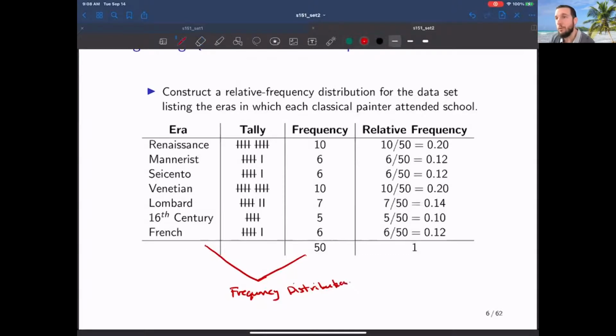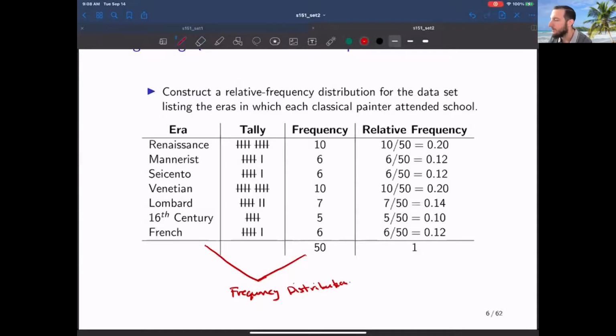So you can see that the way the frequency distribution is constructed is you list each of the unique eras in our data set. So we have 7 unique eras. Again, those are the Renaissance, the Mannerist, the Cinquecento, the Venetian, the Lombard, the 16th century, and the French. The frequency distribution gives a count of the number of times we have observed each era in that particular data set.